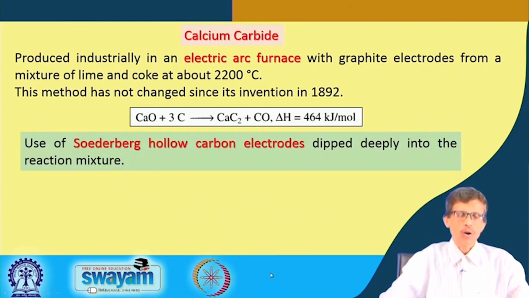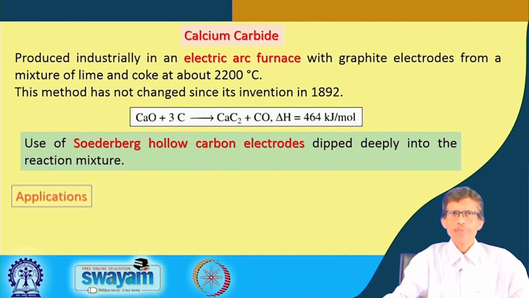So, for this high temperature reaction, we use a particular type of electrode, which is known as a hollow carbon electrode, and those hollow carbon electrodes were first invented by Söderberg, and that is why it is named the Söderberg hollow carbon electrode. So, it is not a solid carbon electrode, but a hollow carbon electrode, and we dip it into the reaction mixture. The reaction mixture is basically a solid mixture of calcium oxide and carbon, the coke, or sometimes you can also use charcoal. So, the coke and the lime are mixed, and we put in the hollow carbon electrode, and that hollow carbon electrode goes inside, and within the hollow space your material can also enter.